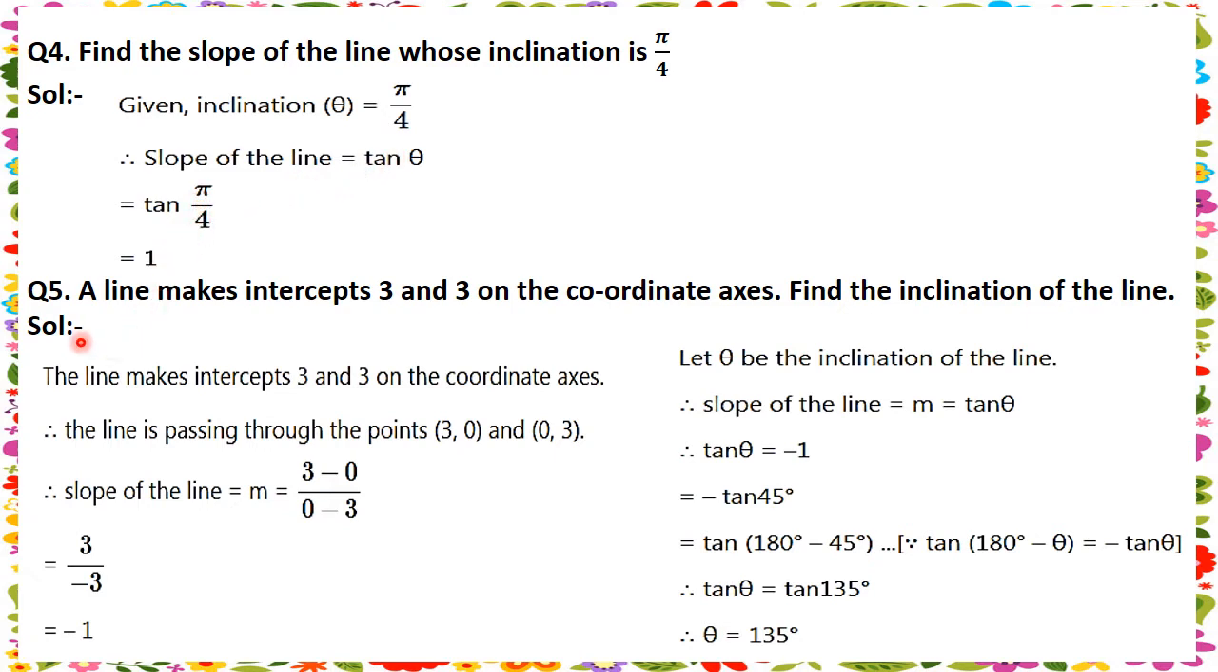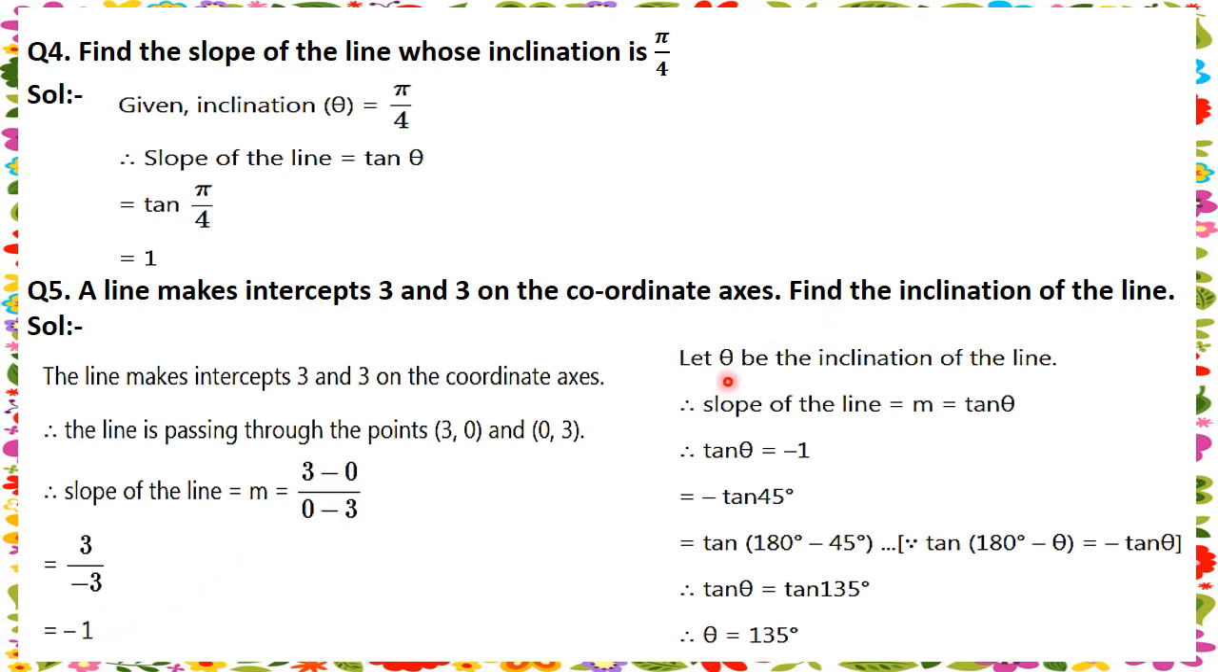Question number 5. A line makes intercepts 3 and 3 on the coordinate axes. Find the inclination of the line. 3 and 3 on the axes means on the x-axis the intercept is 3 and the y-intercept is also 3. So we get the points on the x and y axis at which the line is passing through or intersecting. So the point on the x-axis will be (3, 0) and on the y-axis will be (0, 3). Then find the slope using the 2-point form, (y2 minus y1) upon (x2 minus x1). We will get it as minus 1.